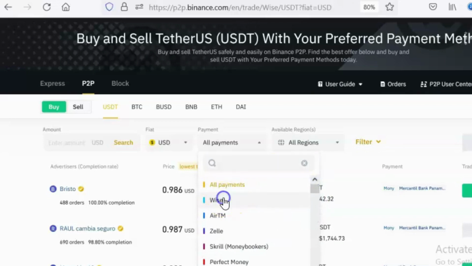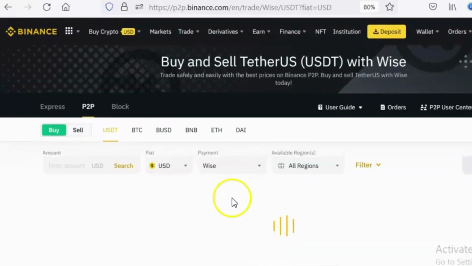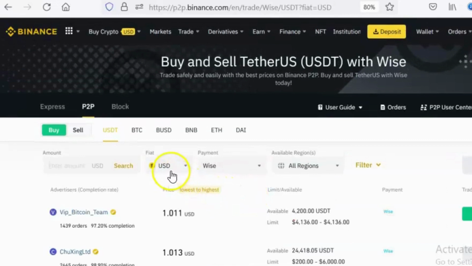Let's, for purposes of illustration, pick WISE. Once we pick WISE and we are saying we want to pay by US dollars, we can also identify the region the person should be in. For example, we may want the person to be in the region in which we are. Maybe the particular country we are in, we indicate it here. But of course, that will reduce the number of people with options to sell. Let's just leave it as such.